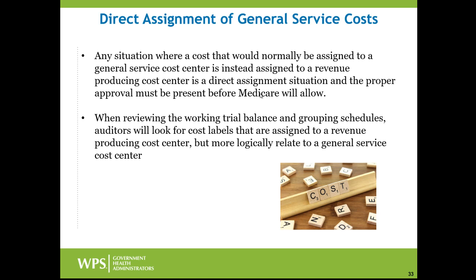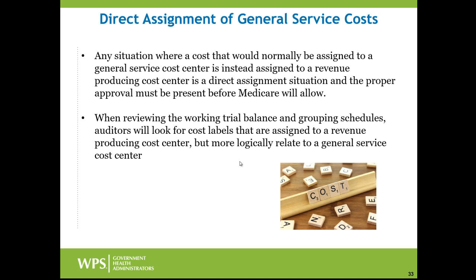So when the auditors are taking a look at this throughout the desk review or audit, they're going to be looking at the trial balance, the grouping schedules, and these cost labels, the account numbers, the account names, the labels. They're looking to see if there's anything that was assigned or grouped to a revenue producing cost center, but it seems like it should be something that relates to a general service cost center.